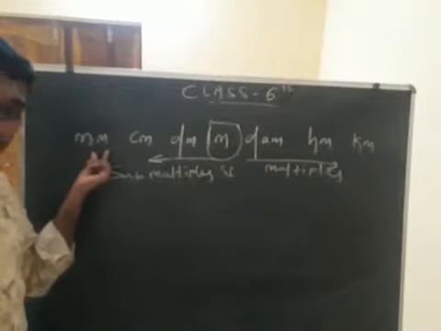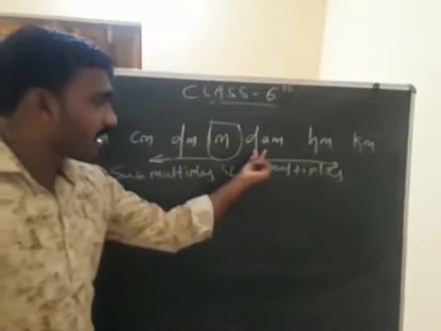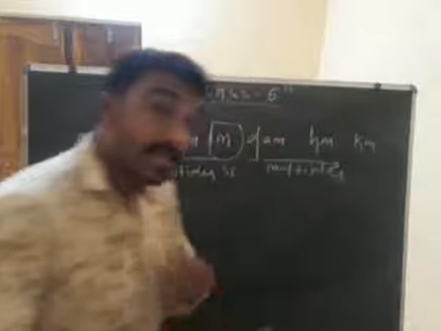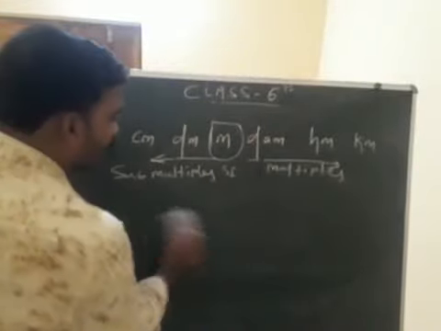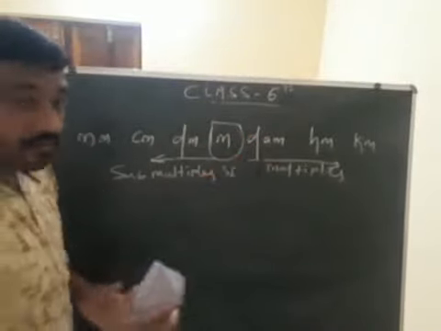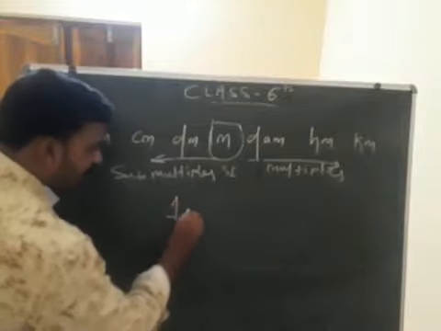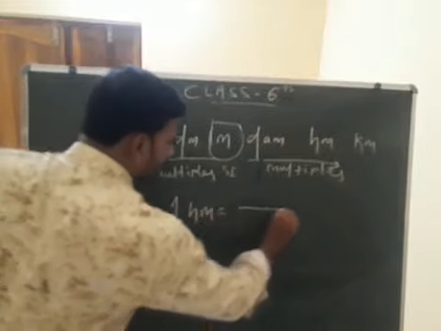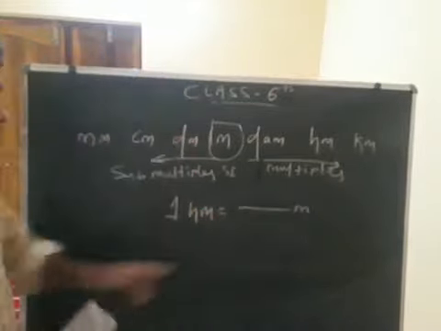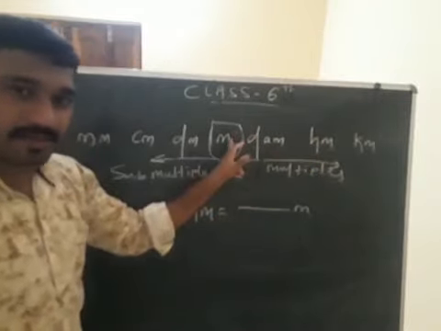Clear? So millimeter, centimeter, decimeter, meter, decameter, hectometer and kilometer. Clear? Now, how will we convert from one form to another? For example, 1 hectometer is equal to how many meters? 1 hectometer is equal to ___ meter.